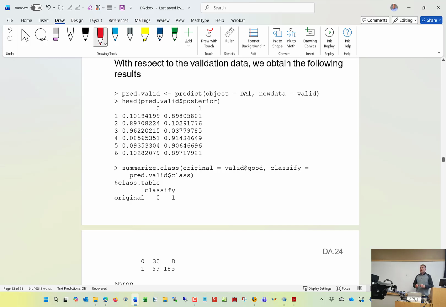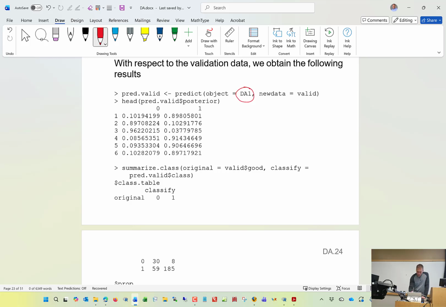Now, also with this data set, I had a separate validation data set, or a test data set, that I could try this all out on. Let's see what happens.